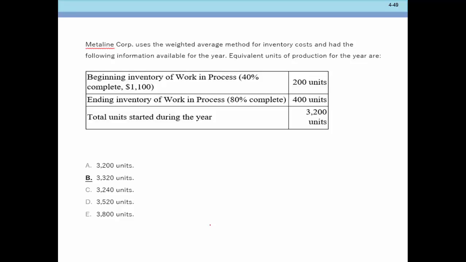Okay. And now you want to do what? And then we're going to add the 400 times the 80%. Yeah, the equivalent units for the ending inventory. Nice job. Can we finish it? Yeah, go for it. You're this far, you did this much.